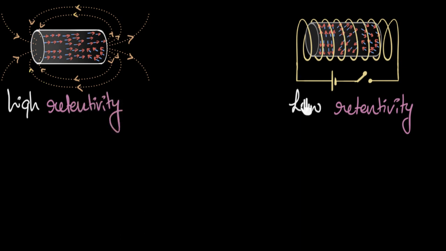And such ferromagnets, which have very low retentivity, are called soft ferromagnets. It doesn't mean that they're soft, like a pillow. It basically means magnetically soft, okay? And these are called hard ferromagnets. So steel is an example of a hard ferromagnet, and there's something called soft iron, which is an example of a soft ferromagnet. Soft iron is basically iron that has been heated to an extremely high temperature and then cooled back down. We call that annealing.